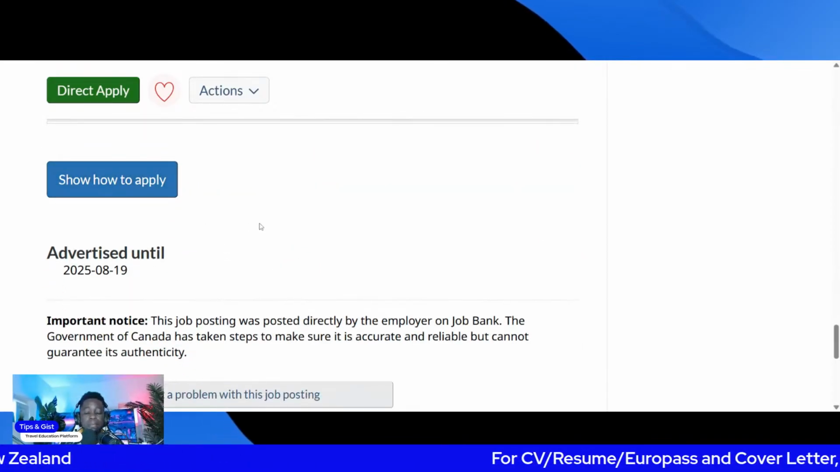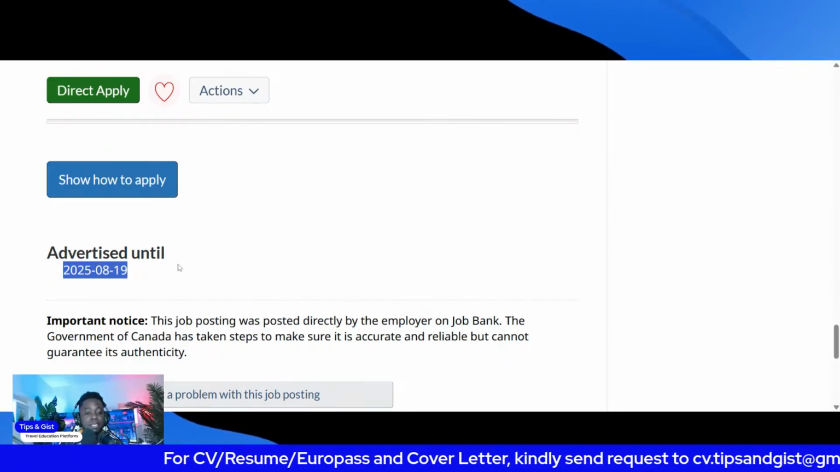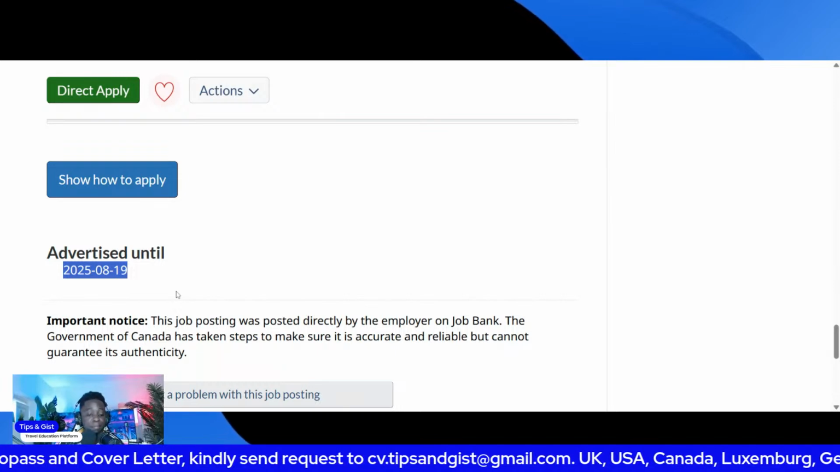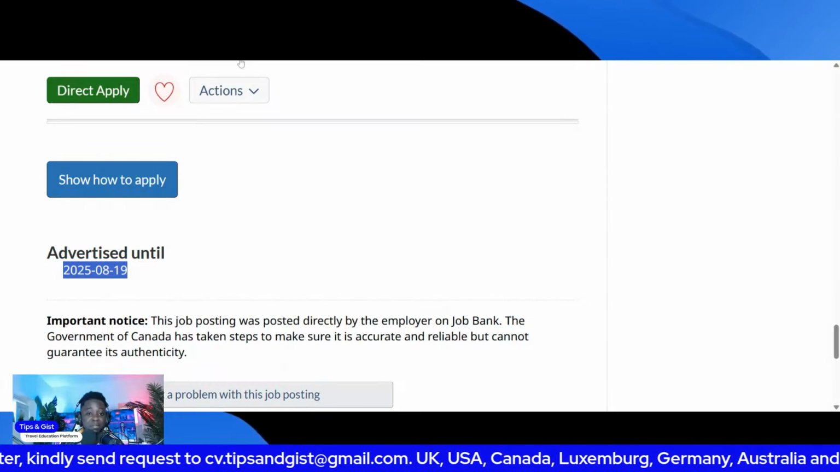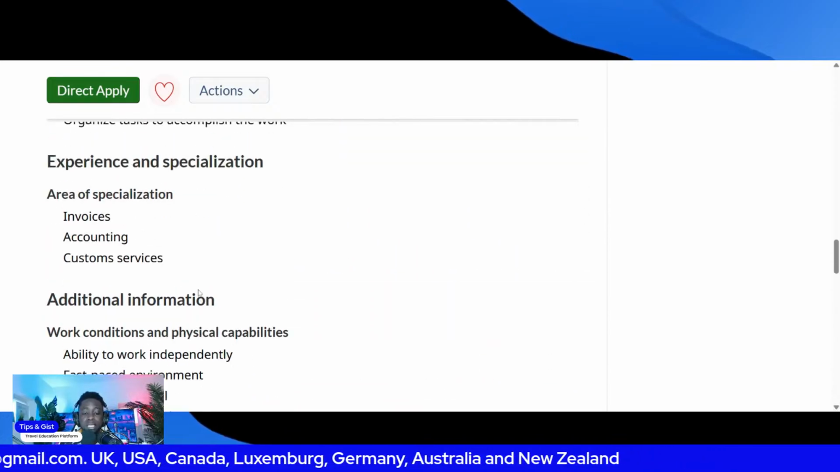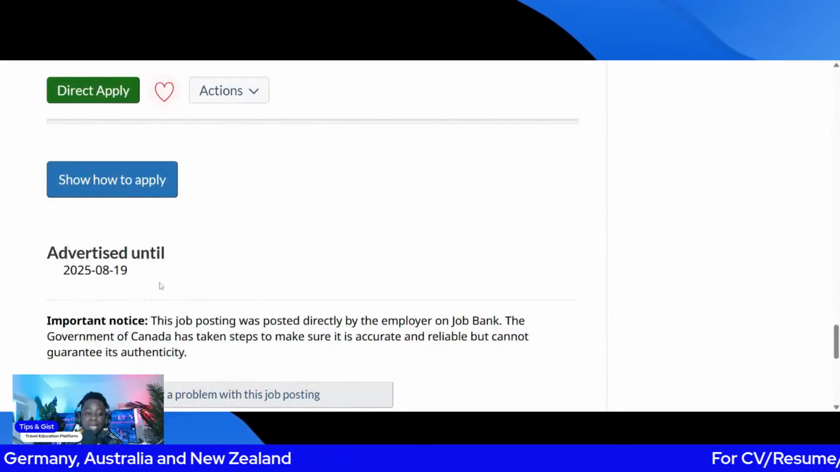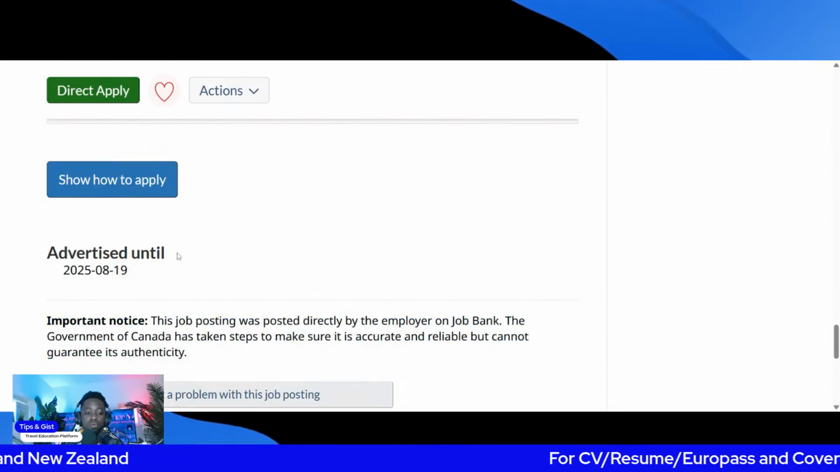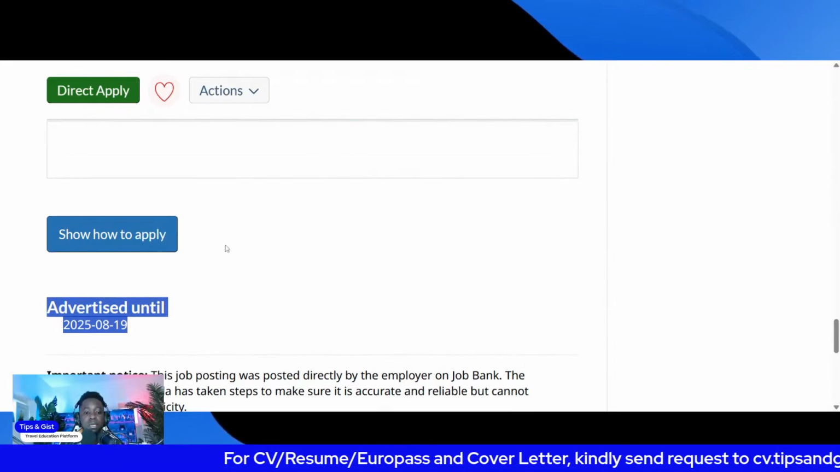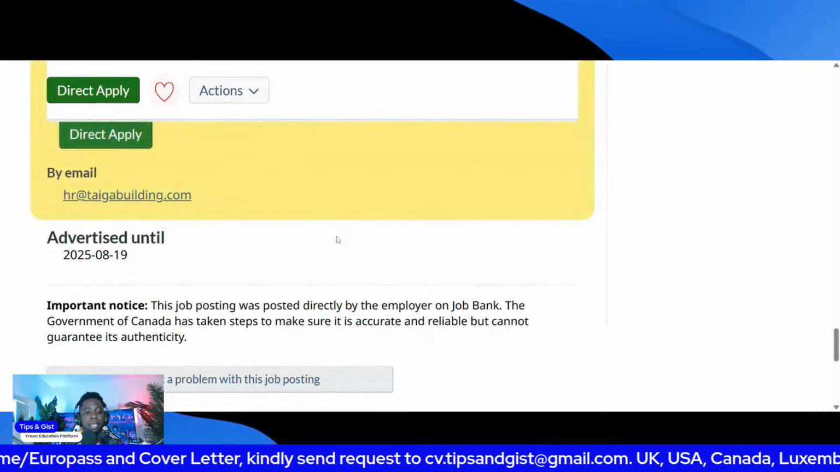The next thing that you have to consider before you apply to the employer is the advertisement deadline. Today is 13th of August, and they are advertising this particular job role until the 19th of August. So in 6 days' time, this job will expire. They will not take other people again. So from today to about 6 days' time, 19th of August, this particular company will close their vacancy. So you have to also look at when they are closing their vacancy to make sure that you apply on time.